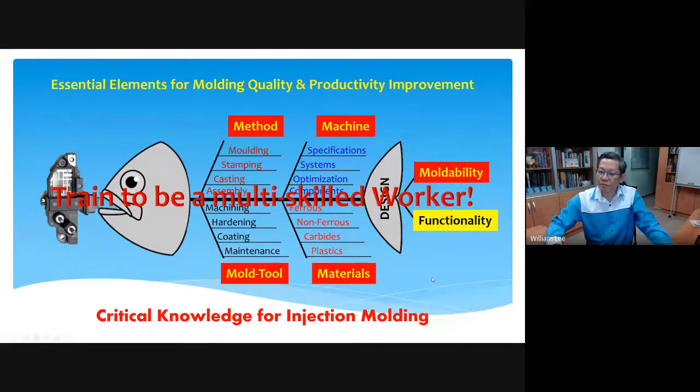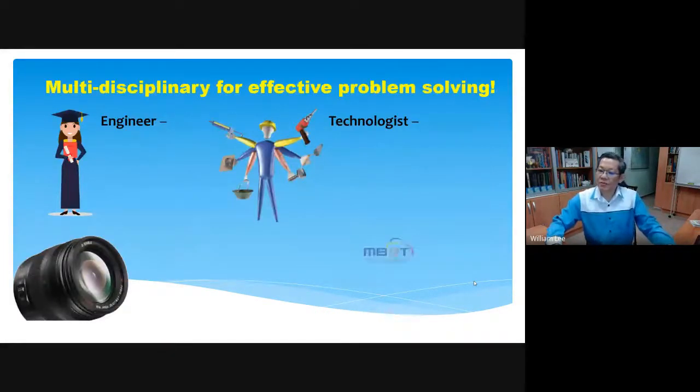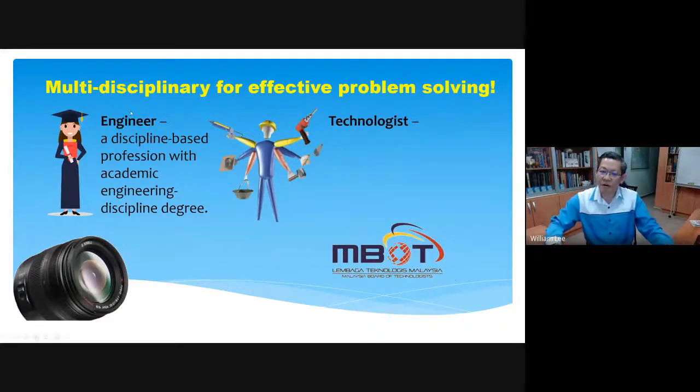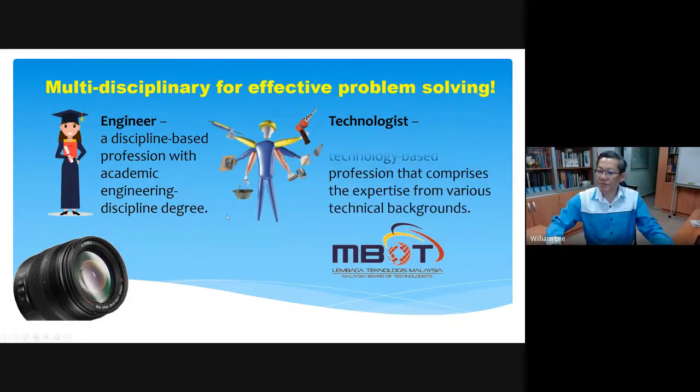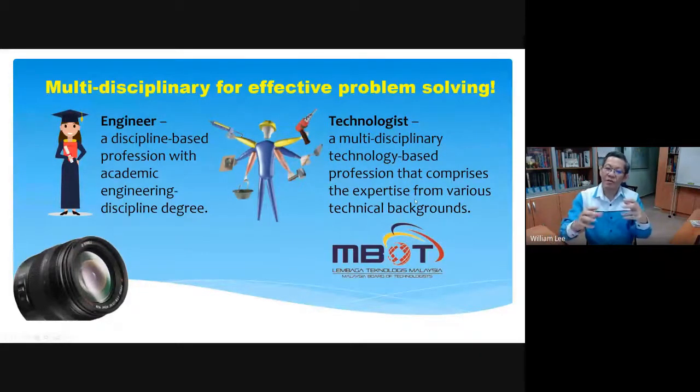So I want you to be trained to be a multi-skilled worker nowadays. Single discipline is not effective anymore in order to troubleshoot the problem effectively. And this is a reason why the mold engineer is a design discipline, a base profession with an academic engineering discipline degree, whereas the technologist is multidisciplinary. So if you can acquire all this 5M knowledge, you are no longer narrow to only one specific task or specific skill. With this 5M knowledge, you can also fill up some of the vacancy in the various technical departments.